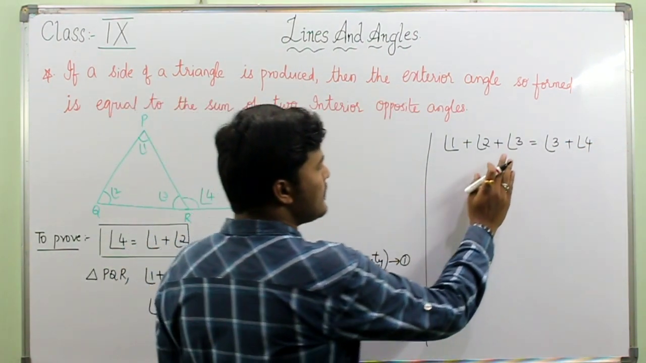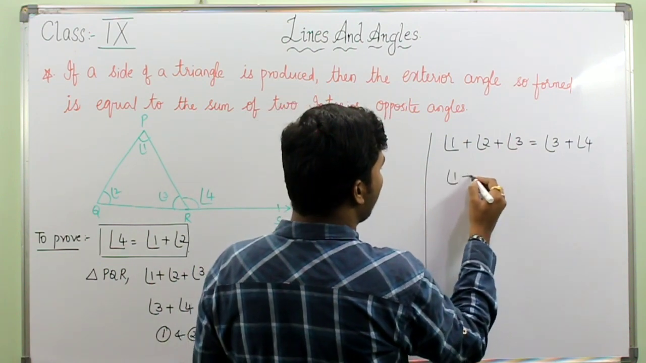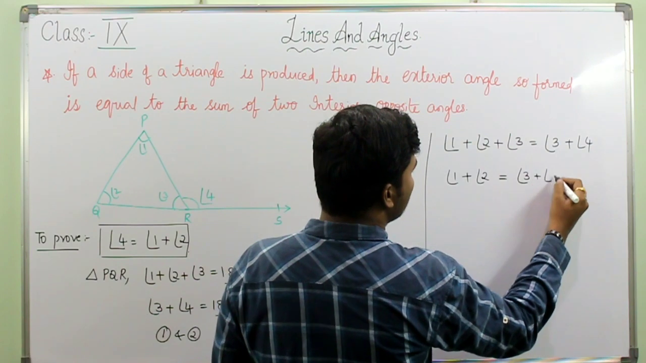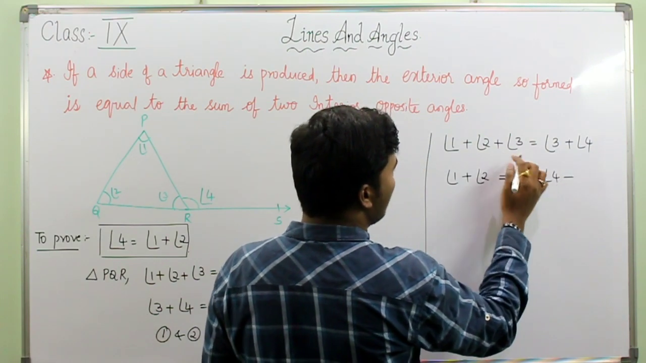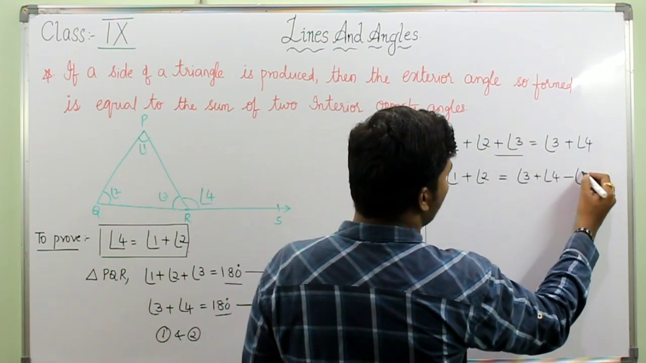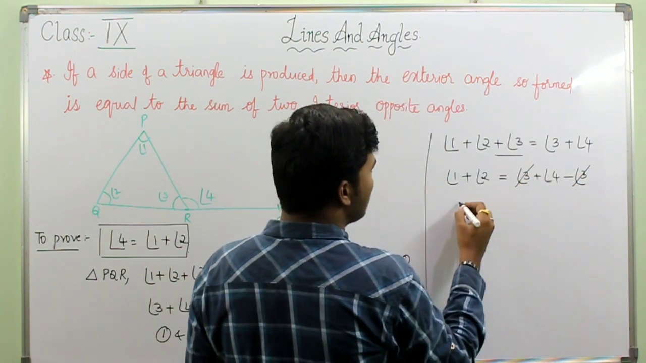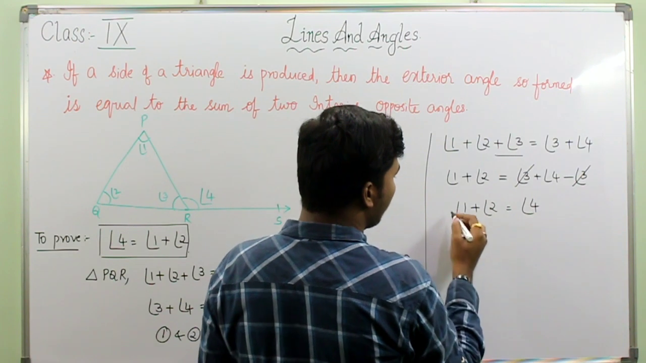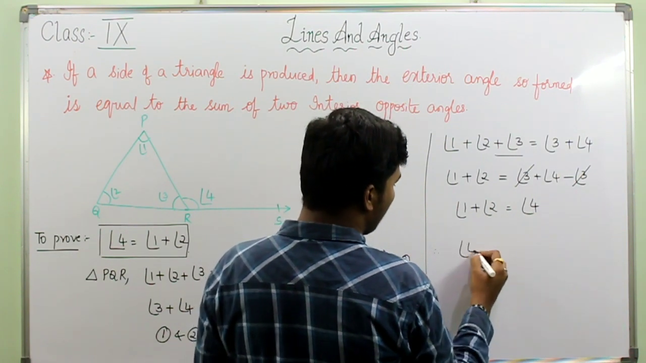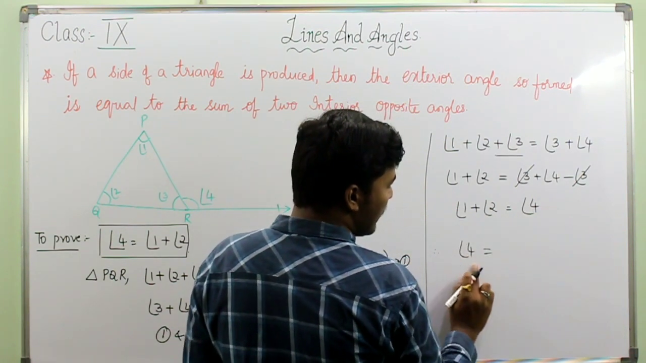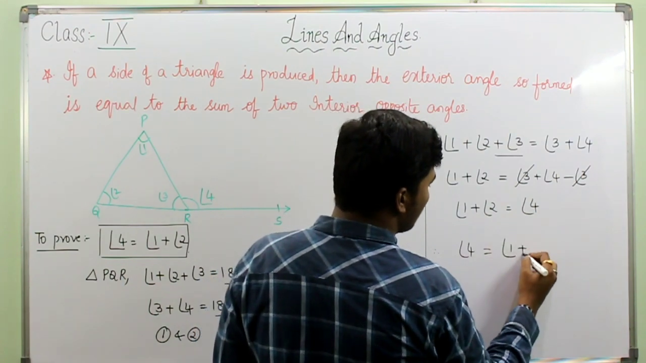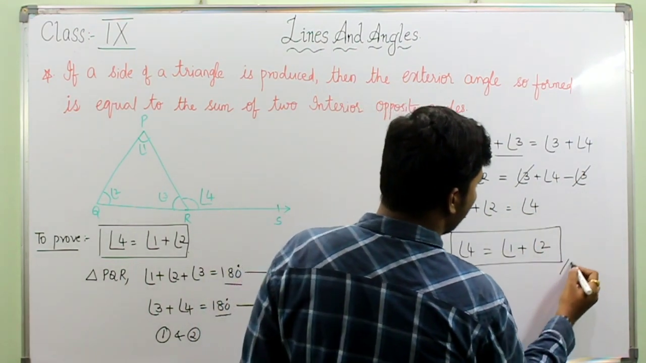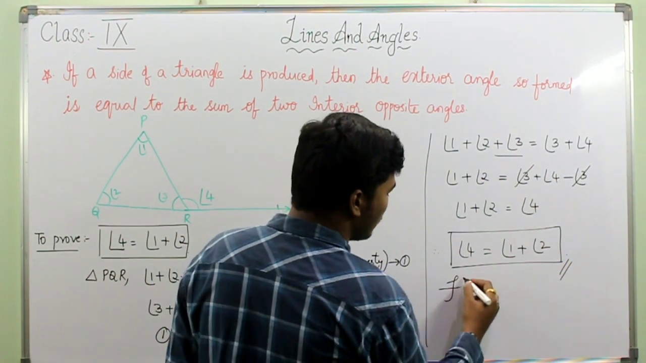If I shift angle 3 to that side, it becomes angle 1 plus angle 2 equals angle 3 plus angle 4 minus angle 3. Plus and minus cancel, so we have angle 1 plus angle 2 equals angle 4. Therefore, the exterior angle, angle 4, equals the sum of the opposite interior angles. Hence proved.